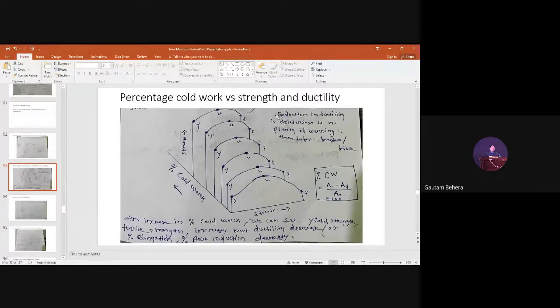But here it is written, reduction in ductility is deleterious, as no plenty of warning is there before fracture. So if ductility reduces, this is one kind of deleterious thing, because plenty of warning will not be there before fracture, right? But the advantage you are getting is you can increase the strength of the materials. So you understand why cold working is done after hot working, right? To increase the strength of the materials at the end.